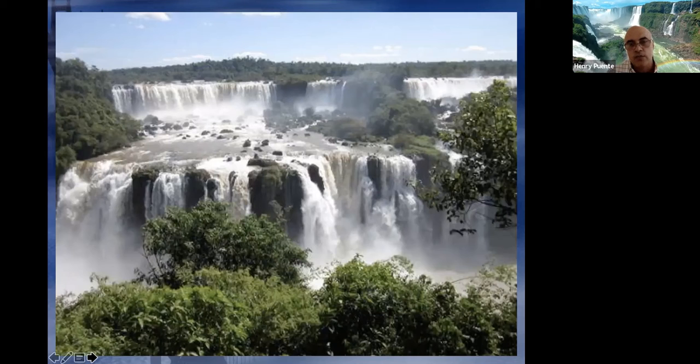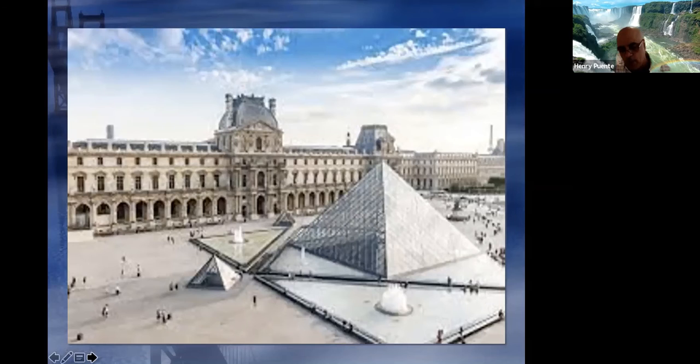This is Iguazu Falls. I don't know if anybody's been to the border of Argentina and Brazil, but this is Iguazu Falls, one of the biggest falls, I'm not sure by water volume, but it's one of the biggest falls in the world. And so this is another example.